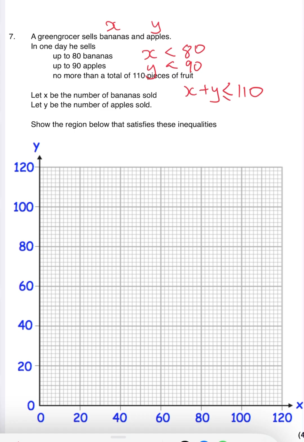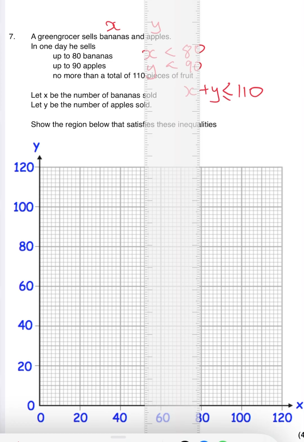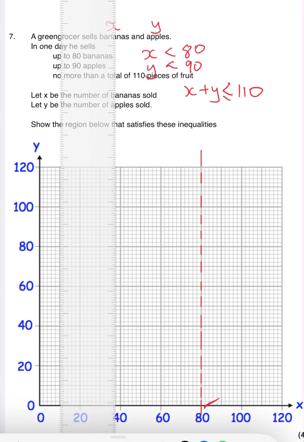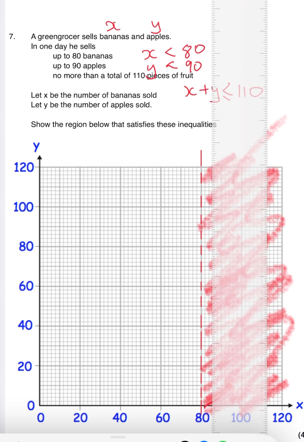So let's do this relatively quickly. X is less than 80. We need a dotted line going through X equals 80. So there's X equals 80, and we're going to do a dashed or a dotted line through there. Now, if X is less than 80, we need to shade anything greater than 80 to show that that's unwanted. Just as long as you are actually indicating the wanted region, usually by indicating with an R, that's usually sufficient.